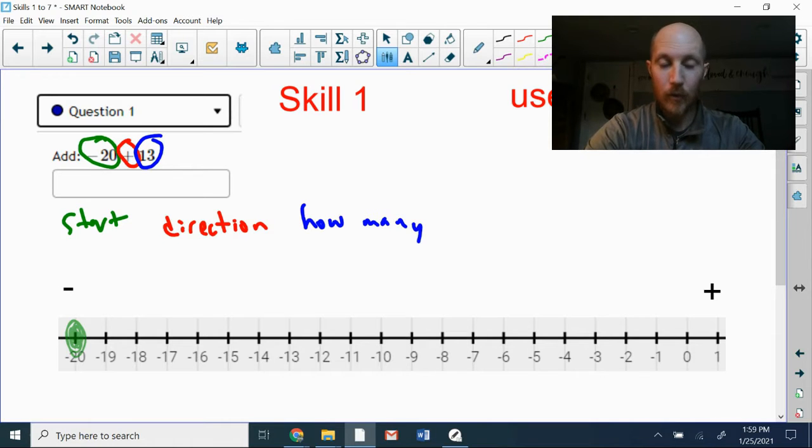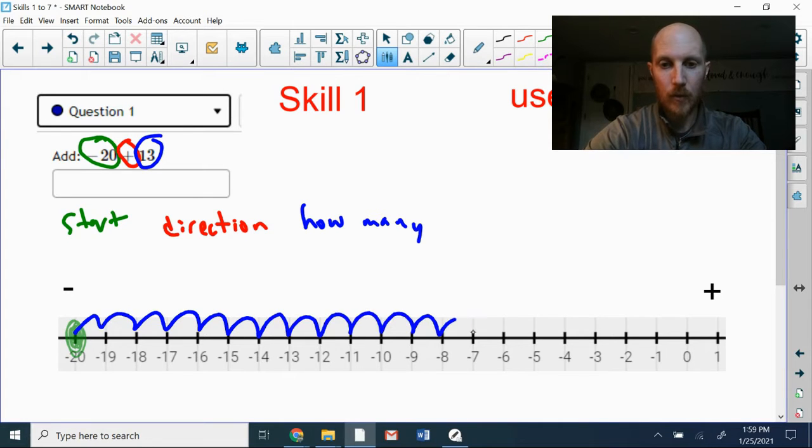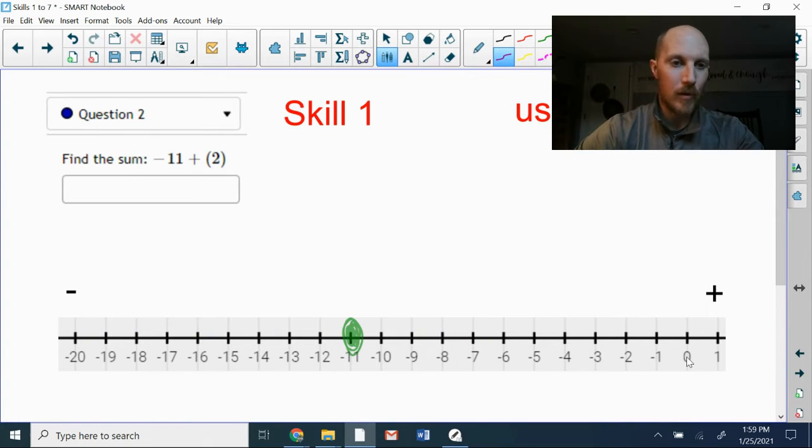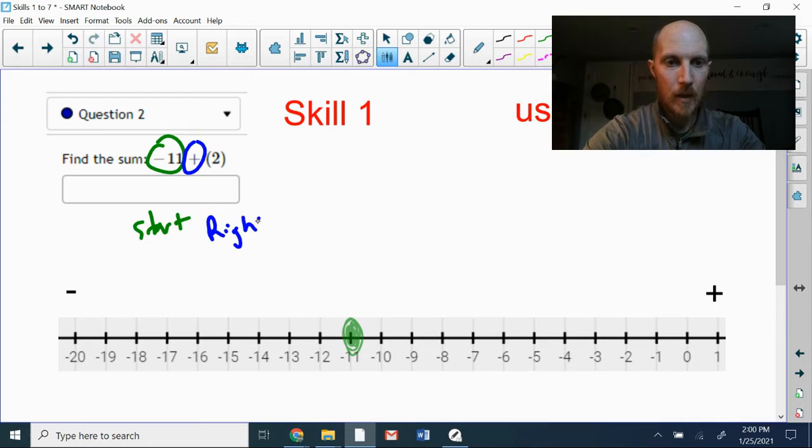And this last part tells me how far to go, or how many spaces to count. So starting from that -20, I'm going to count 13 spaces towards the right. 1, 2, 3, 4, 5, 6, 7, 8, 9, 10, 11, 12, 13. And there's my answer, -7. All right, question 2, similar setup here. So I'm going to start at -11. I'm going to go to the right since it says plus, and by 2 spaces since it says 2. So starting at that -11, 1, 2 spaces, I end at -9.